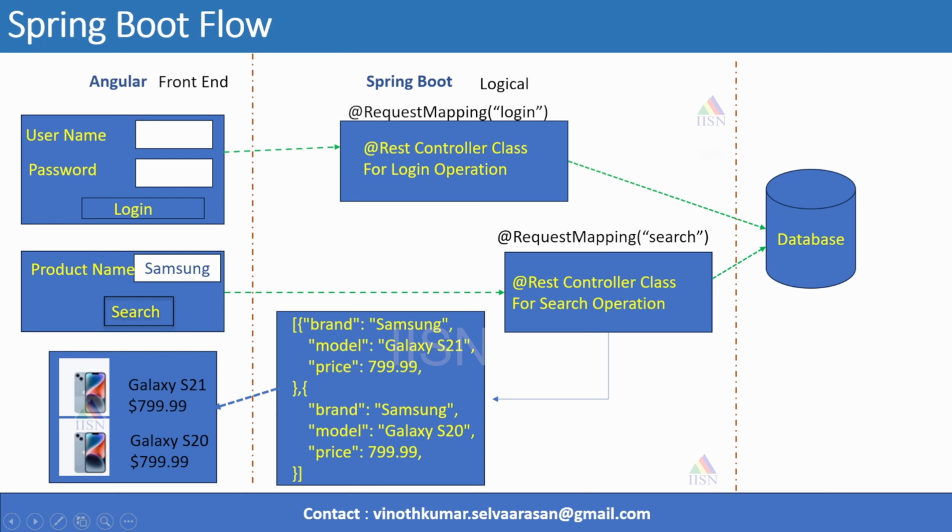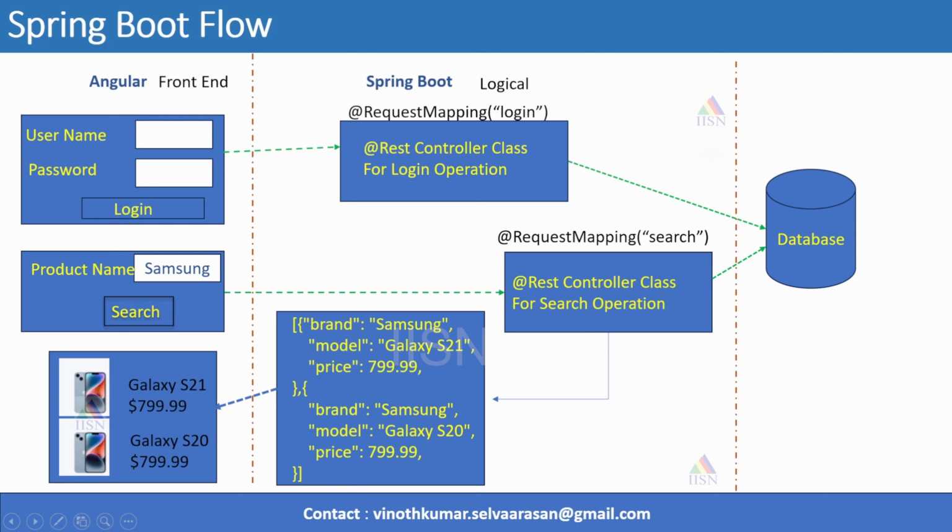Then moving to the searching operation. In the searching operation, we give the product name and click the search button. It takes this information from Angular to Spring Boot. Here we have different types of classes. Each class should be annotated with @RestController. Here we have the search class. That class is also annotated with @RestController. To make an endpoint for this particular class, we annotate it with @RequestMapping. We can use request mapping for classes as well as for methods.